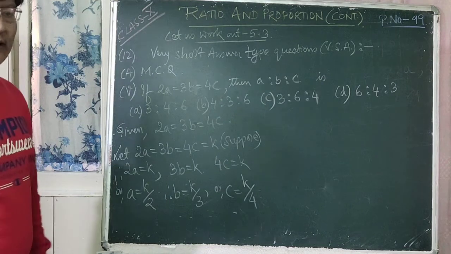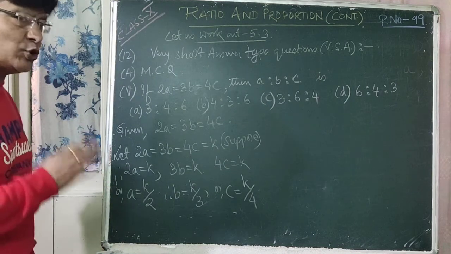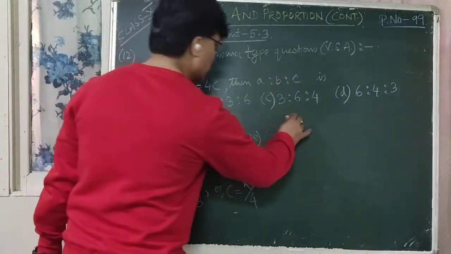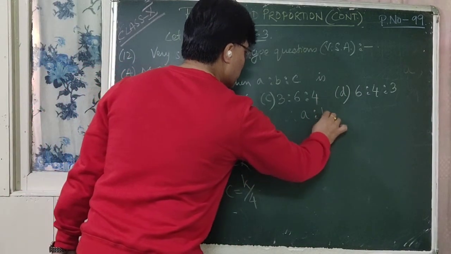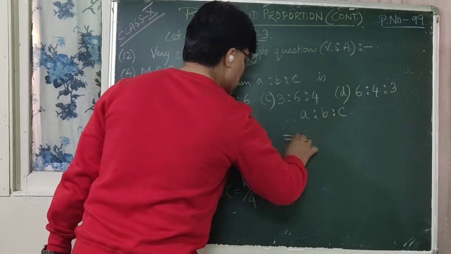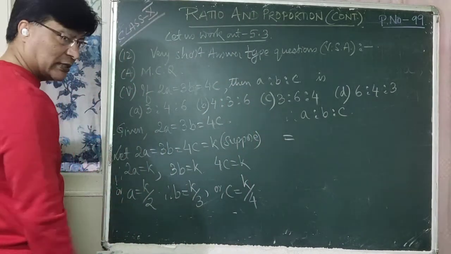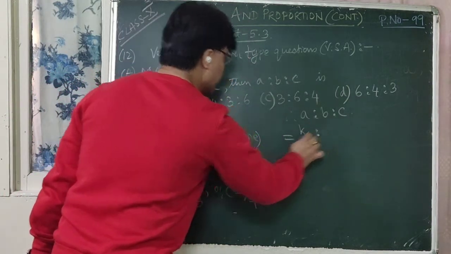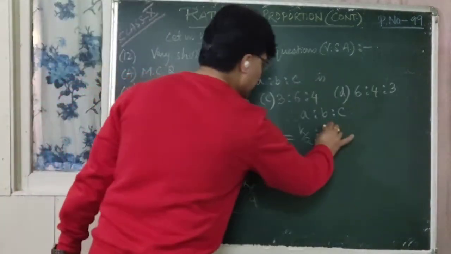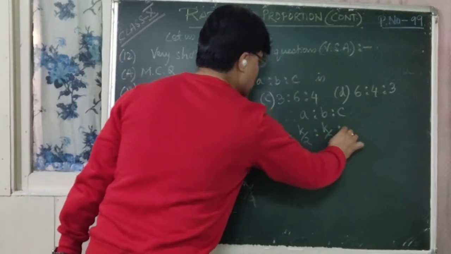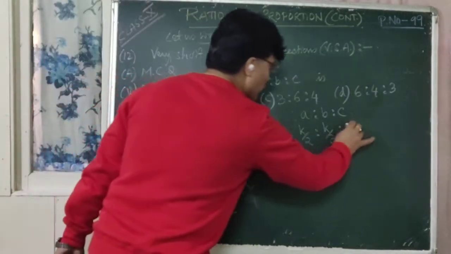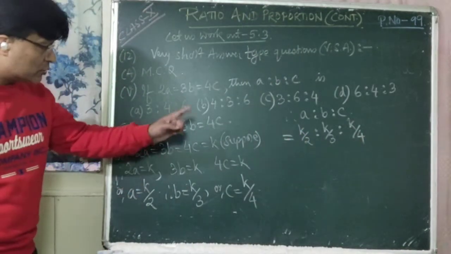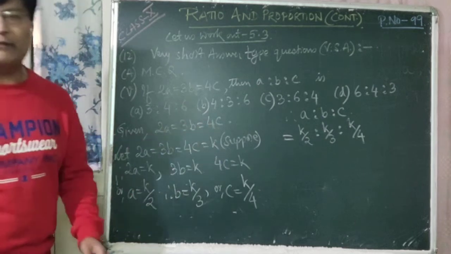Now we have to get the value for a is to b is to c. You have to choose the correct answer. So a is to b is to c is equal to k by 2 is to k by 3 is to k by 4.